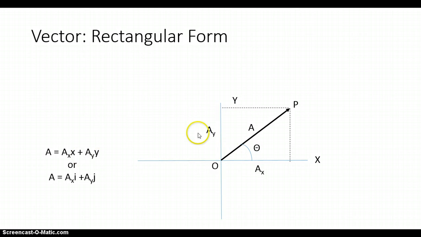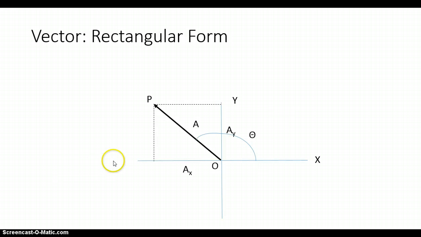All right, so if we want to write this as some sort of a mathematical expression for the rectangular form, we can say that A is equal to a sub x x plus a sub y y, where this is simply saying the value of its projection on the x-axis, and the value of the vector as it projects onto the y-axis, and those two together represent the vector A. And also, again, you can use i and j to represent the same two. Sometimes you'll see it listed that way.